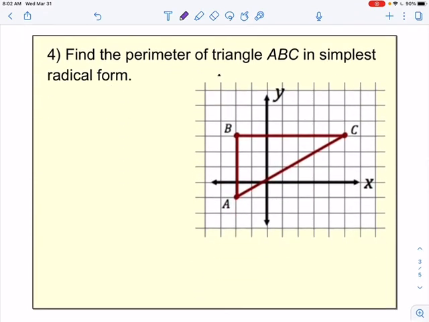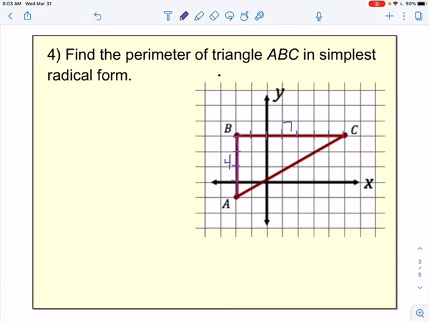For number 4, we want to find the perimeter of the triangle in simplest radical form. Okay, so for line segment AB, I can very simply just count to find that length. That's 1, 2, 3, 4. That's 4 units. And I could do the same thing for BC. So 1, 2, 3, 4, 5, 6, 7.